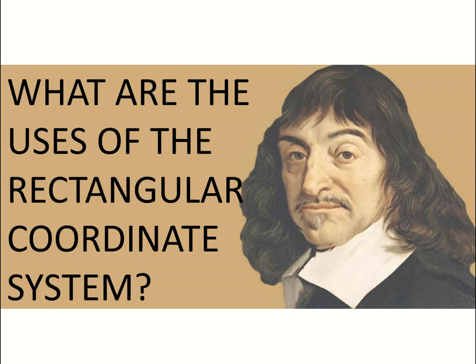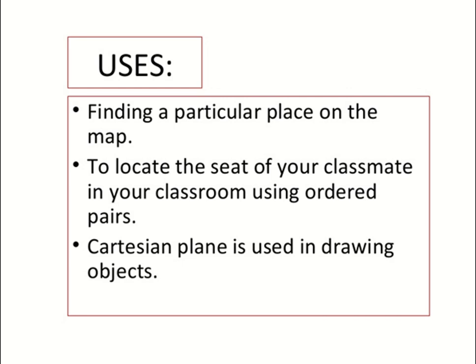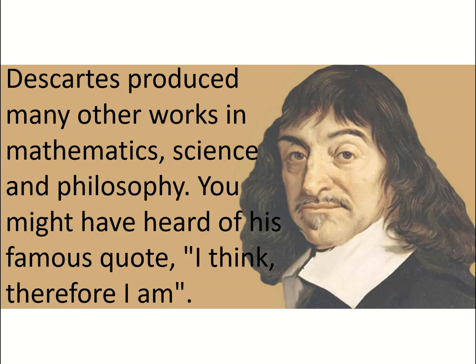Isinunod sa pangalan niya. What are the uses of the rectangular coordinate system? Saan nga ba ginagamit ang mga ito? First, finding a particular place on the map. Ginagamit ito sa pag-locate ng isang lugar sa map. To locate the seat of your classmate in your classroom using ordered pairs. So ito ginagamit din natin katulad ng activity number 2 natin, di ba? And last, Cartesian plane is used in drawing objects. So ito, kadalasan itong ginagamit ng mga visual students, ganun na din ng mga media kasi makikita ito sa mga lente nila sa camera. At marami pang gamit itong Cartesian plane coordinate na ito o mas kilala sa tawag na rectangular coordinate plane.